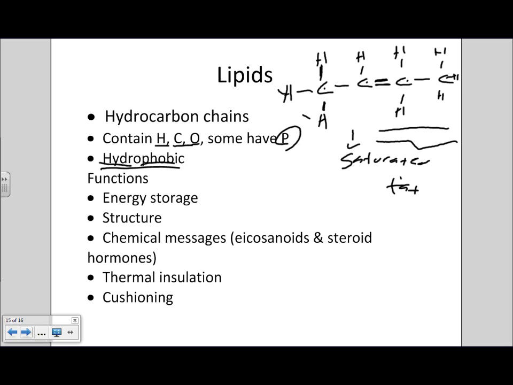Fat has a lot of different functions. If there's one major function you really need to understand with fat, it's our main form of energy storage. You have to remember, folks, we are animals. Being animals, we are designed for survival purposes, and a part of survival is making sure we have enough energy to get through.